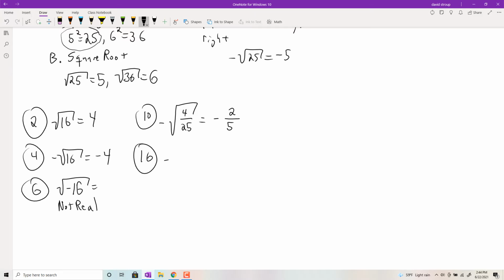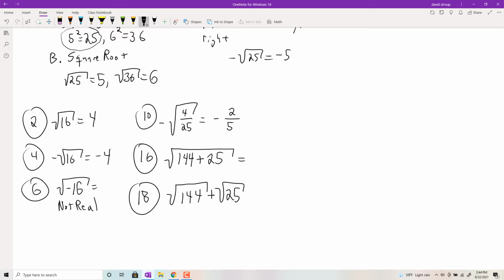Be a little careful with these square root of a sum. You can't break it apart and say that this is equal to the square root of 144 plus the square root of 25. As a matter of fact, these two problems try to nail that factoid into your brain somehow. So the number 16, you have to attack the radicals as though they're parentheses, and you have to do what's inside the parentheses before you can do anything else. So we have to add first.